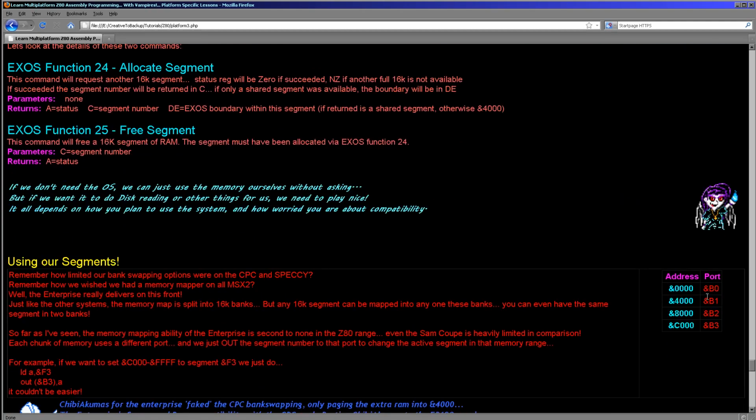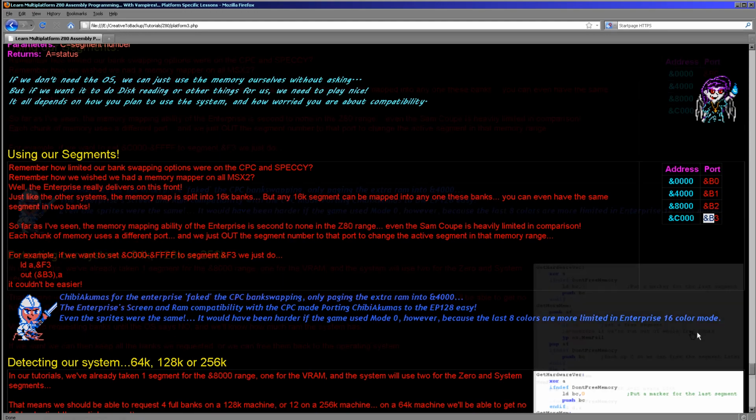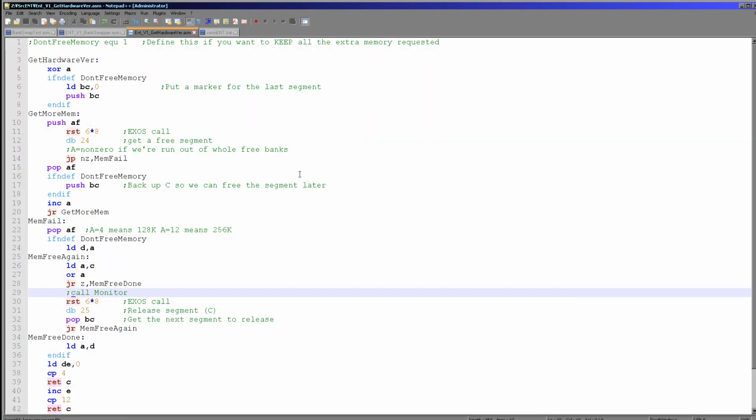And of course, we would just page them in. And with Chibi Akumas, one was paged into the B2 port and one was paged into the B3, again to simulate the Amstrad CPC screen buffer flipping. So again, very easy. So how are we going to detect our 64, 128K and 256K systems today? Well, let's have a look. So here's today's code, and you should recognize it already.